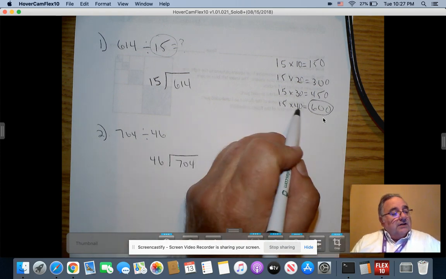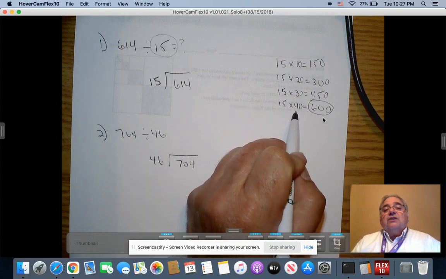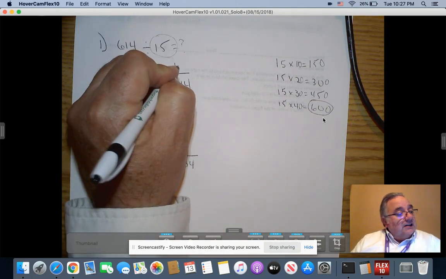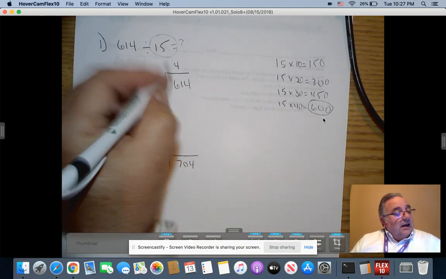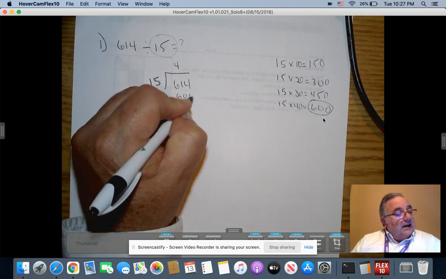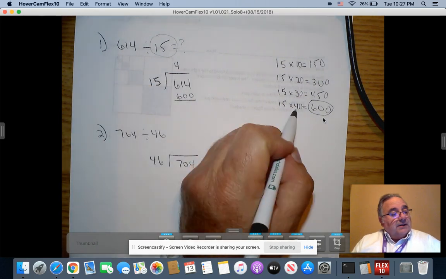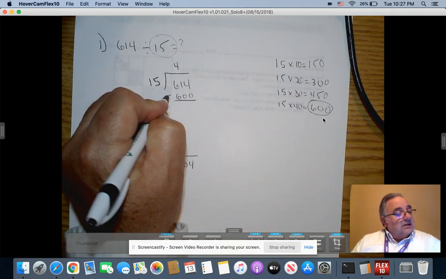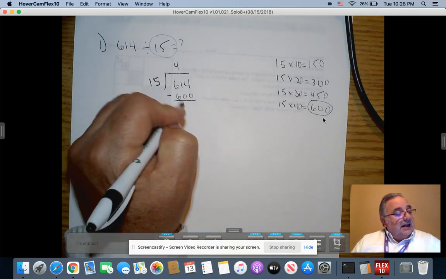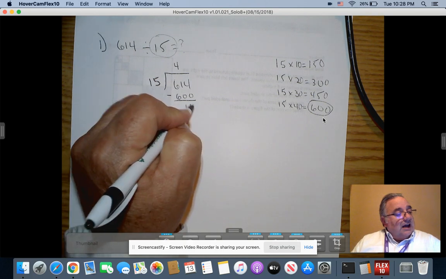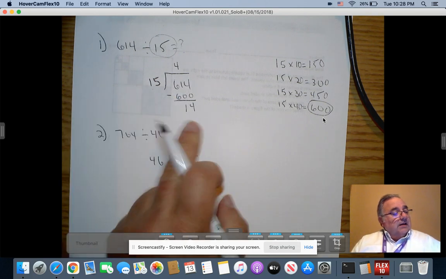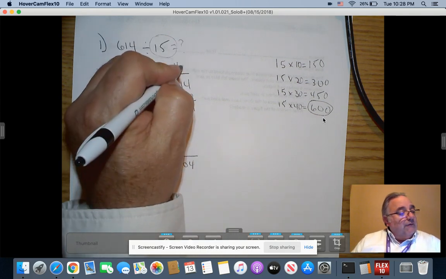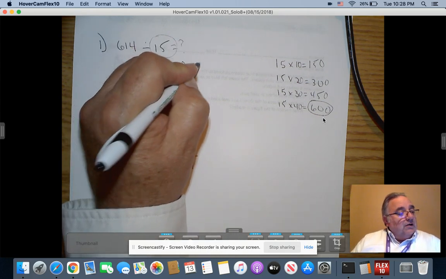Now it's very important that you know what digit this goes under. Since this is 4 tens, it's going to go in the tens digit right here. And you already know that 15 times 40 equals 600. You're going to subtract 600. You bring down the 10, you can't divide that, so now you bring down the ones. You still can't divide that. So this is going to let you know that we have 40 with a remainder of 14.